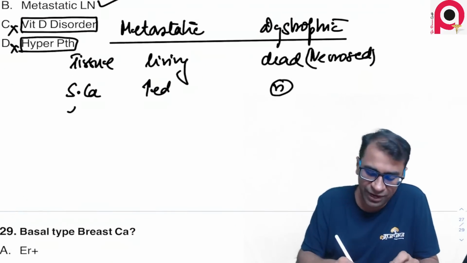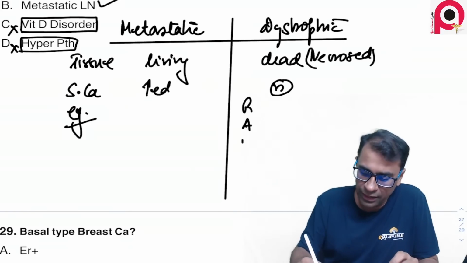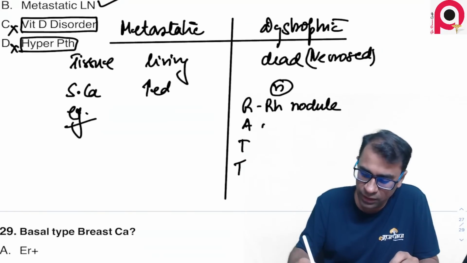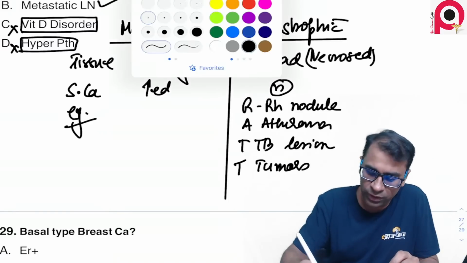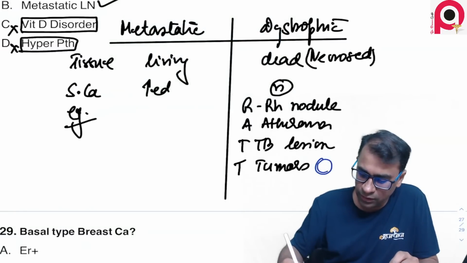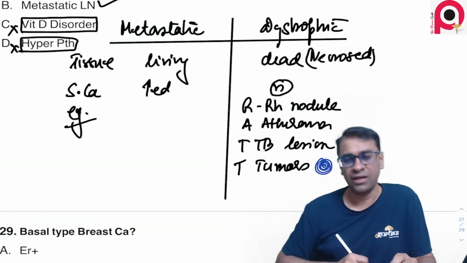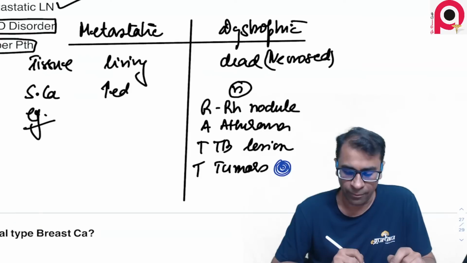A simple way to remember examples of dystrophic calcification is the mnemonic RATNT: rheumatoid nodule, atheroma, tuberculous lesion, and tumors, where it shows concentric calcification, and this is what is called a psammoma body. It's called a psammoma body.